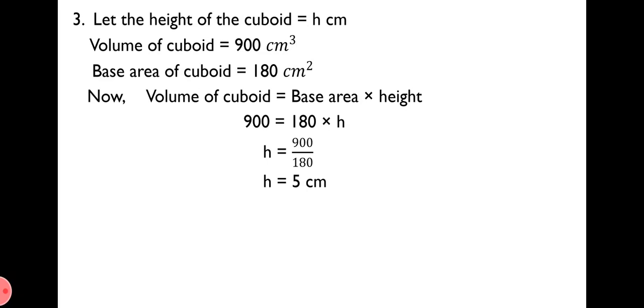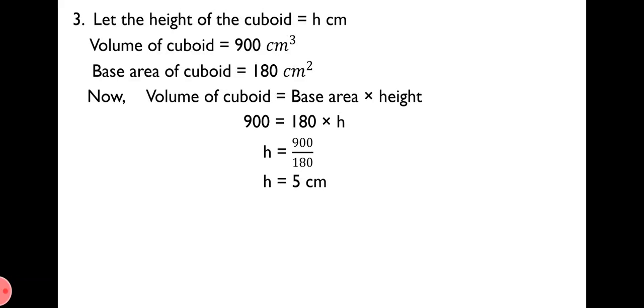A cuboid is of dimension 60 centimeter into 54 centimeter into 30 centimeter. How many small cubes with side 6 centimeter can be placed in the given cuboid? Now it is given that one cuboid whose dimensions are 60 centimeter into 54 centimeter into 30 centimeter, means length, breadth and height is given. In this cuboid, we have to place small cubes of side 6 centimeter. So you have to find out how many such small cubes we can place in the cuboid.